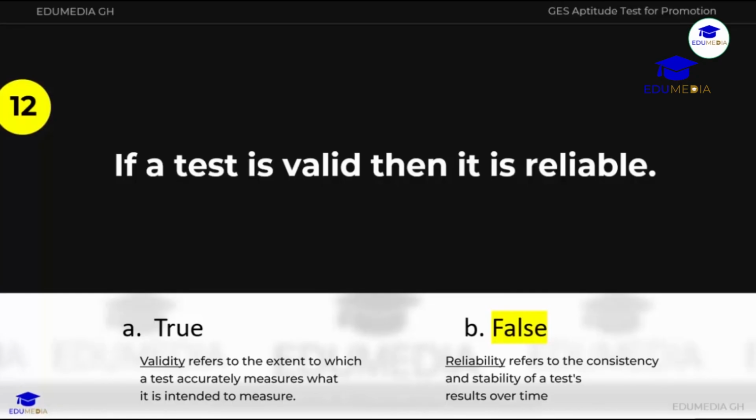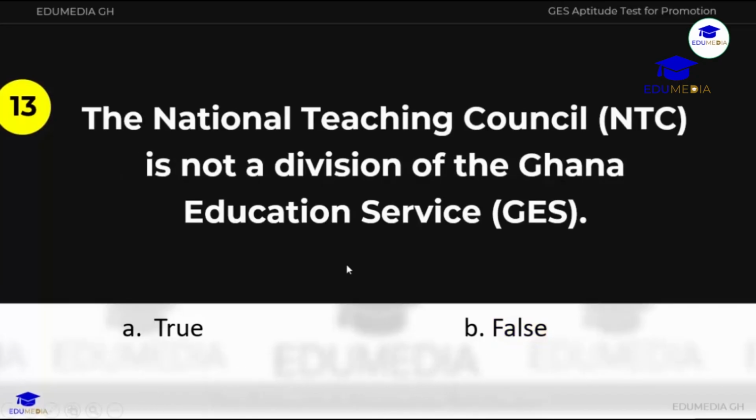Reliability, on the other hand, refers to the consistency and stability of a test result over time. So, a reliable test produces consistent and accurate results regardless of who takes the test or when the test is taken. Question number 13. The National Teaching Council is not a division of the Ghana Education Service. The correct answer is true.